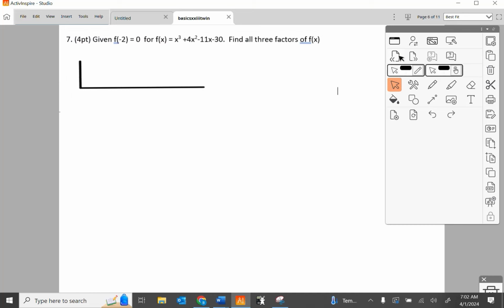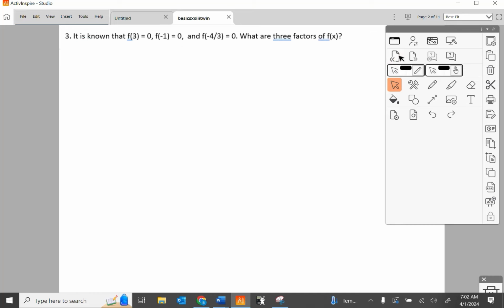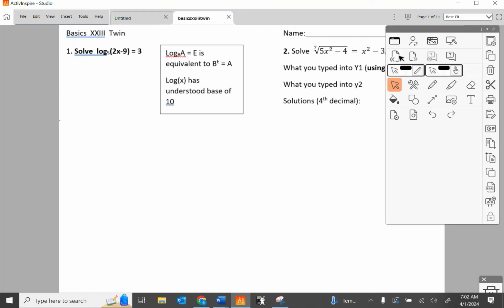Basics 23. There's only one more of these to go. It's got a lot of repetition, as all of them do.